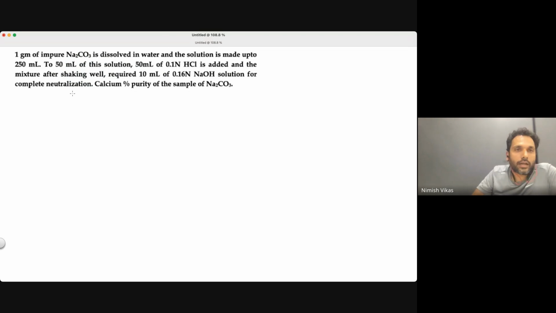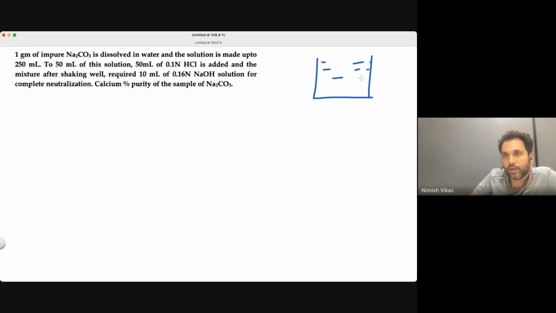Yeah, so 1 gram of impure Na2CO3. Okay, so we already know that we have impure Na2CO3. I don't have to make any drawing right now for it. It has registered in my head that there is some powder of Na2CO3 over there, which is impure. It dissolved in water and the solution is made up to 250 ml. Okay, well and good, 250 ml is there.